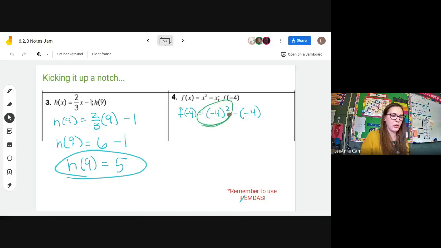-4 times -4. What would that give me? Somebody give me that value. It's (-4) squared, which is just -4 times -4. Somebody give me that number. What would (-4) squared be? Remember, you all have calculators. You are welcome to use them if mental math is not your strong suit.